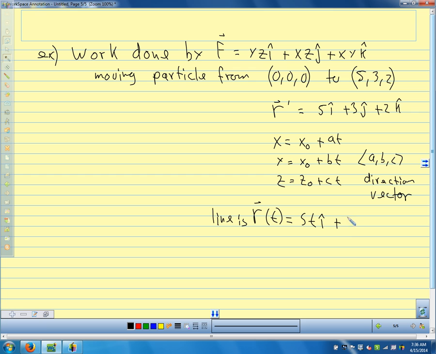So our r of t is 5t i plus 3t j plus 2t k hat. And then we need to express f in terms of our parametric equations. So f here is yz i hat. So we get 2t times 3t, so we get 6t squared i hat plus xz, so we get 10t squared j hat plus xy, 15t squared k hat.